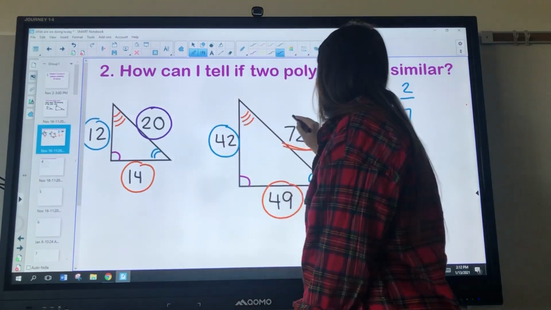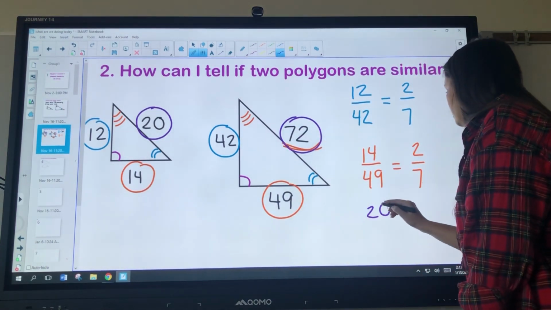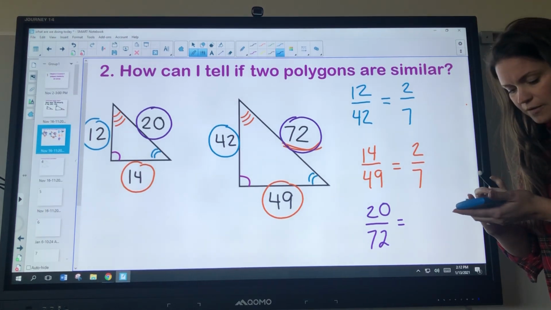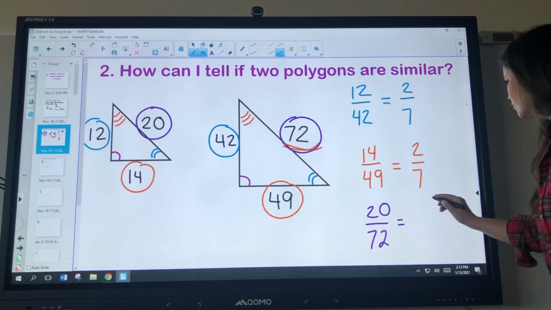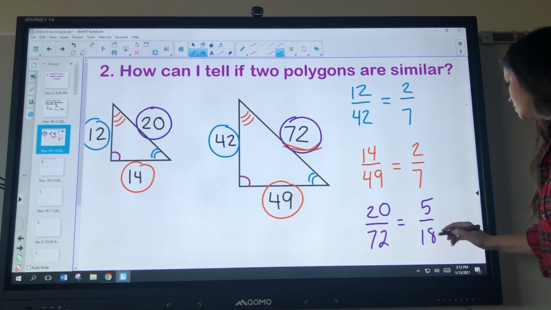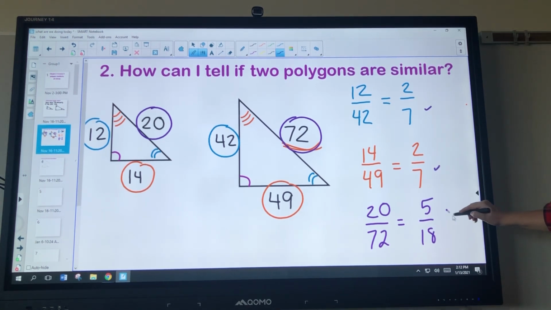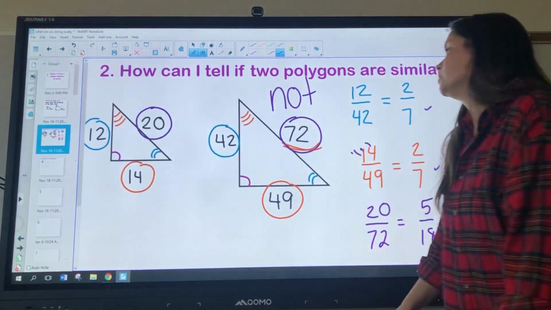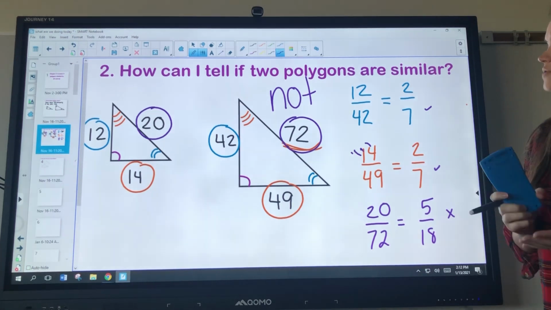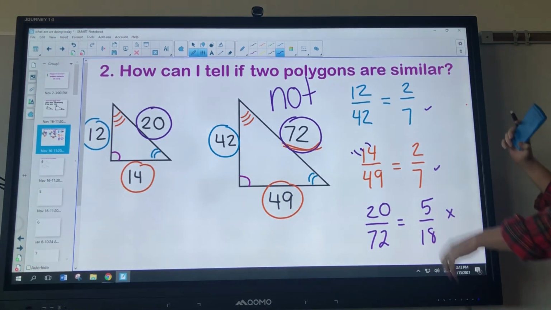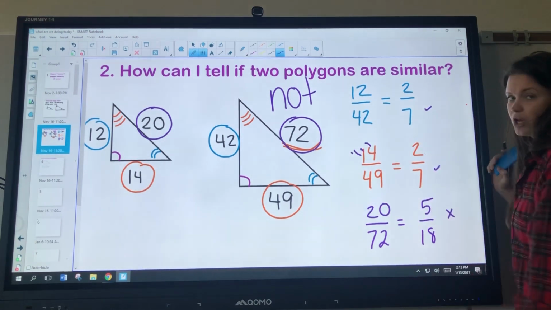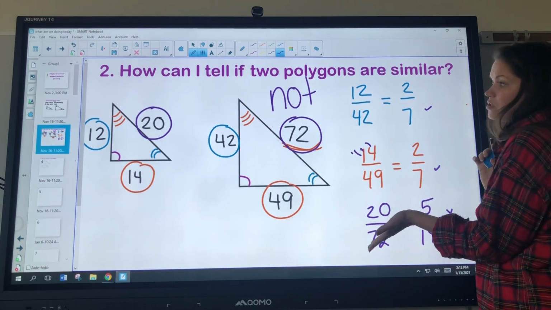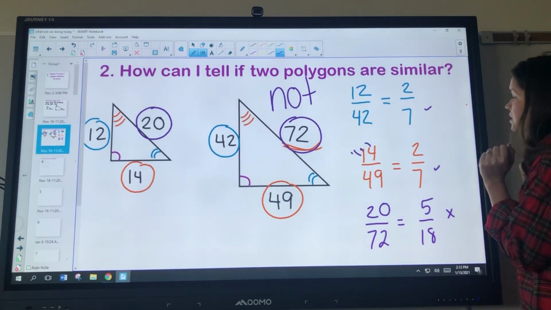Does 20/72 reduce down to 2/7? 20 over 72 is 5/18. So even if you have a yes, yes, no, you still say these are not similar. So the corresponding pairs of sides have to be proportionate. They're not going to be equal. You have to check them all. That's why we've been practicing equivalent ratios, because now you have to find equivalent ratios on triangles. I hope that makes sense.